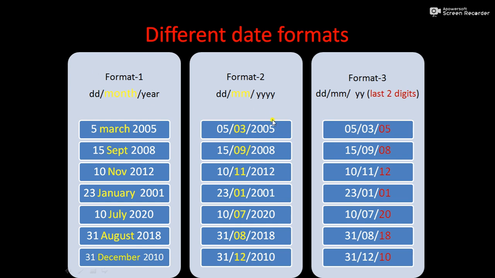So from this page it is very clear to you that we can write the date in 3 formats: format 1, format 2, format 3. In format 1 we write the day, then the name of the month, and then the year in figures. Here we write day, month, year all in figures, not in words. And again here we write day, month, year in figures, but here we have to take only the last two digits of the year. So dear students, I hope this topic is also very clear to you.